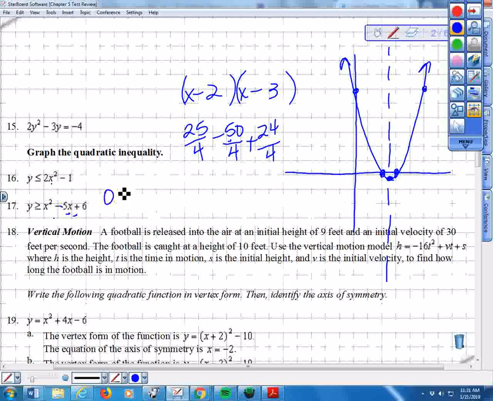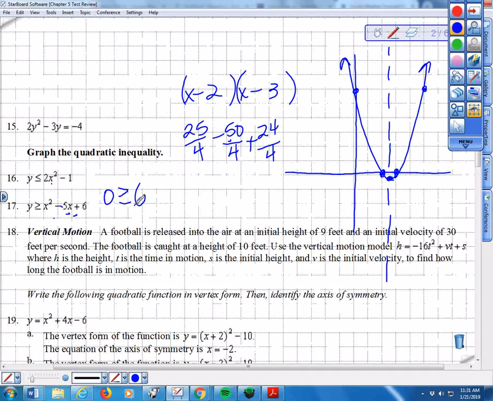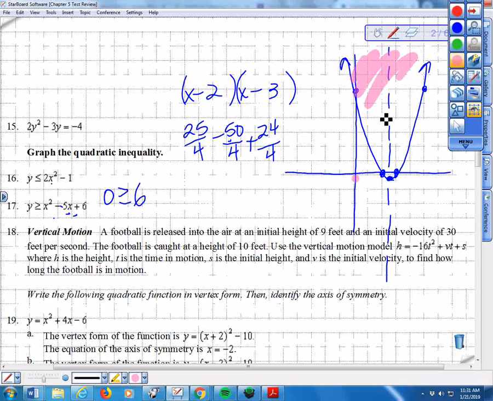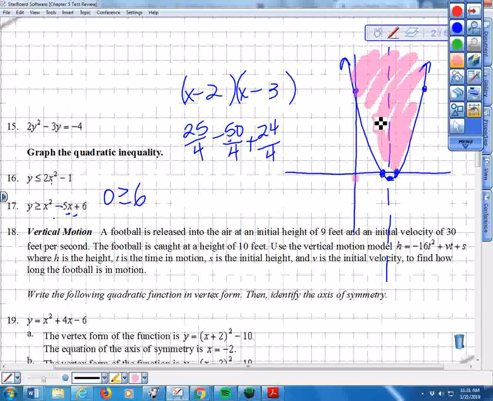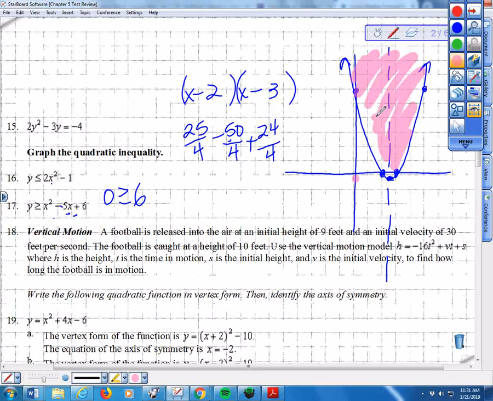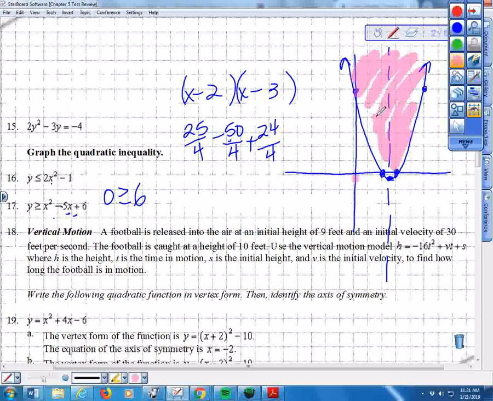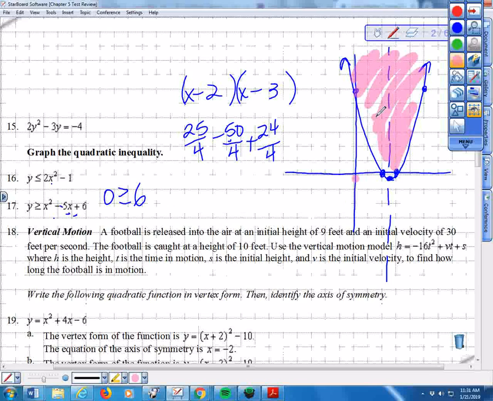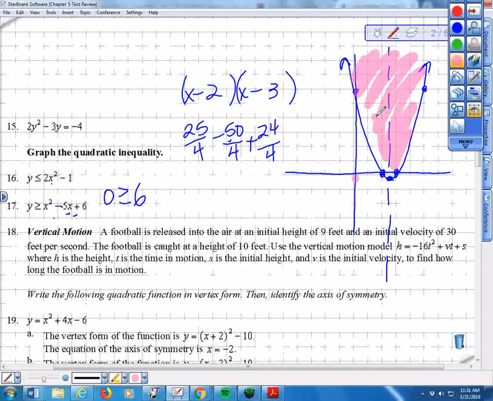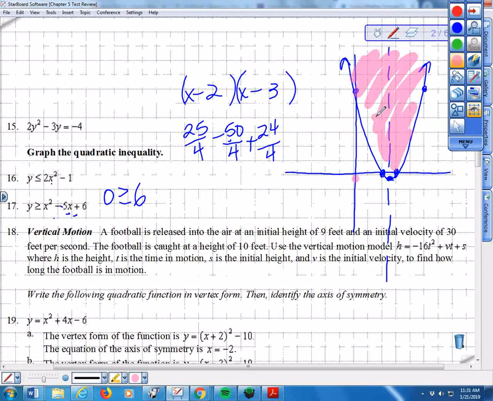0 is greater than or equal to 6. True? False. Okay, 0 is outside, and that's false. So I'm going to shade everything inside. Okay, so it's the same as graphing quadratics with 2 things you have to remember. Solid or dashed, and where is it shaded? Questions on that process? Okay.